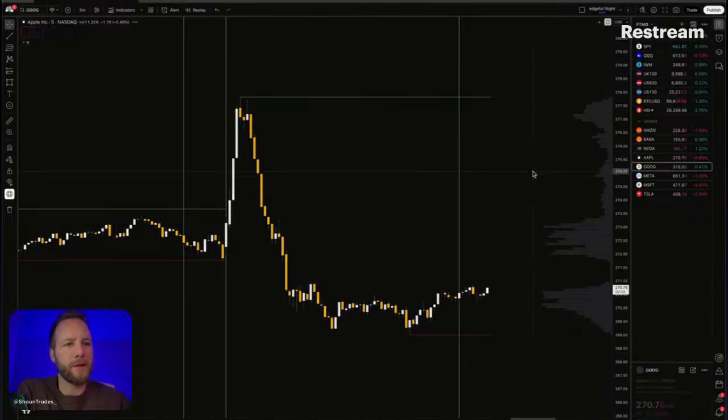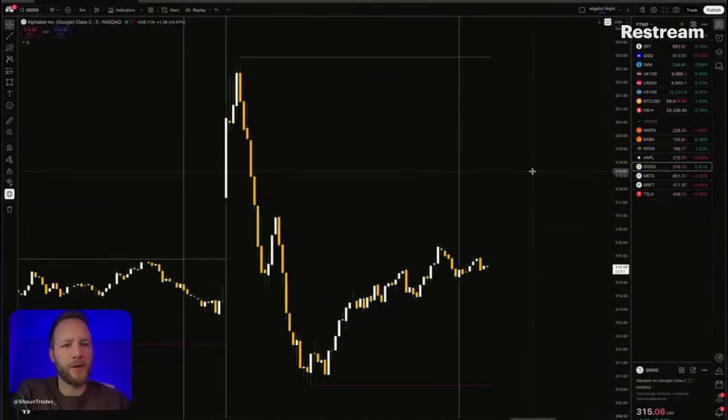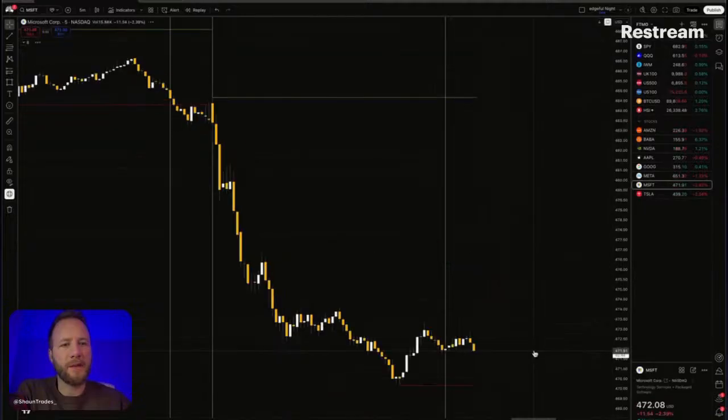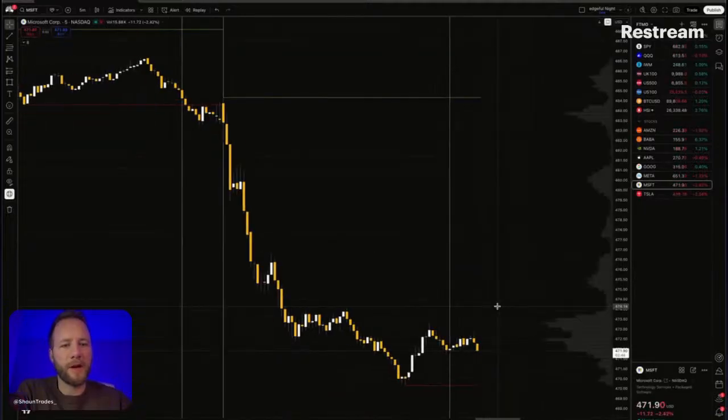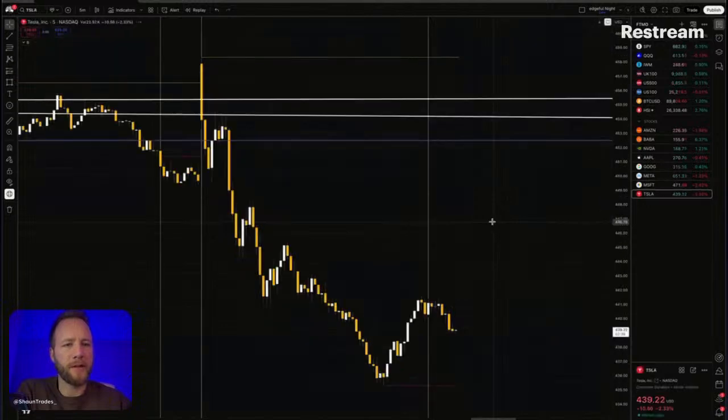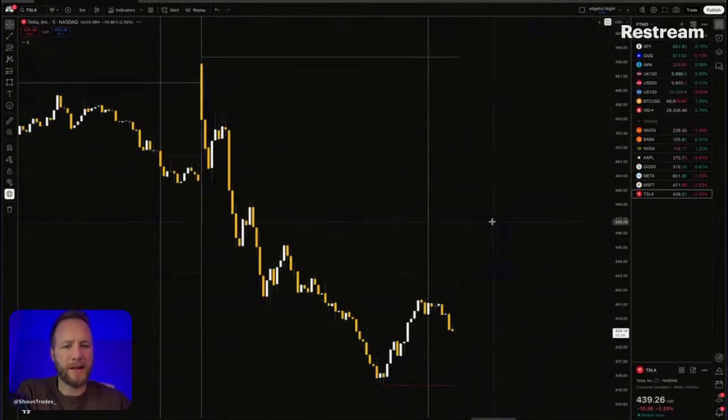Okay, so let's have a look what's going on around. We've got Google kind of in between the two lines, the highs of the day and the lows of the day, so we're not interested. Meta, same. Microsoft, kind of pointing down towards the lows of the day, but still not quite close enough. And Tesla doing exactly the same, pretty much.